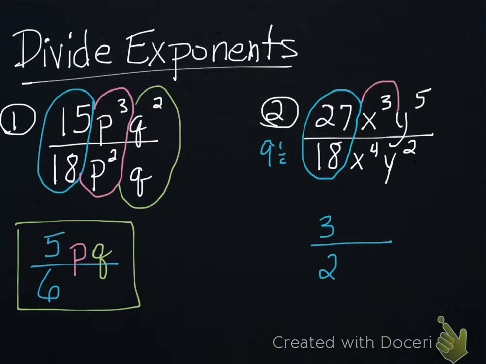Now let's look at the next thing. The next thing is an x. I have 3 on top, 4 on the bottom. Play tug of war, bottom wins by 1. Now look at the next thing. Next thing is y's. I have 5 on top, 2 on the bottom. Top wins by 3.